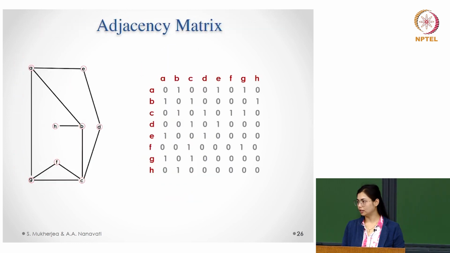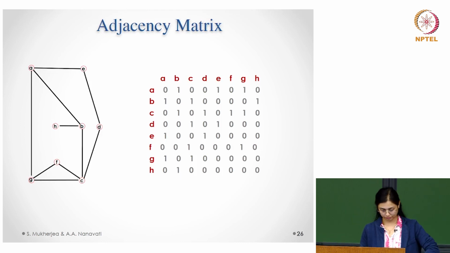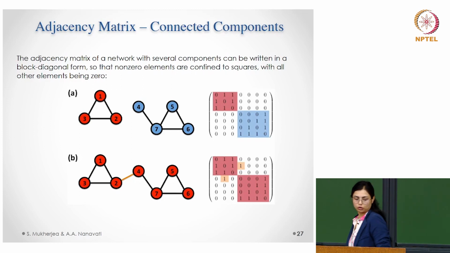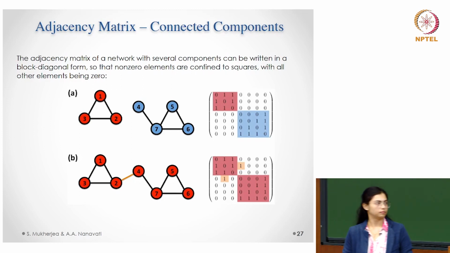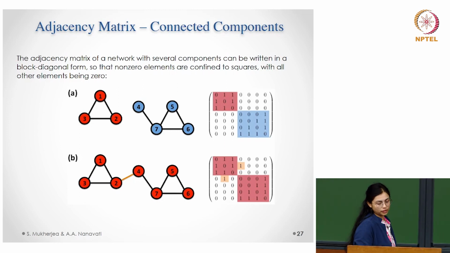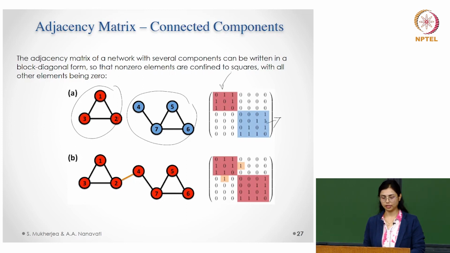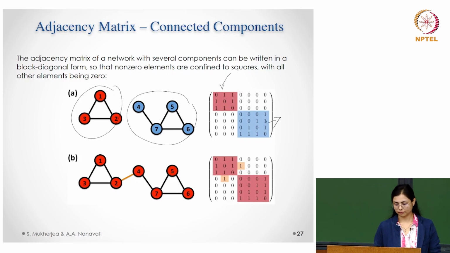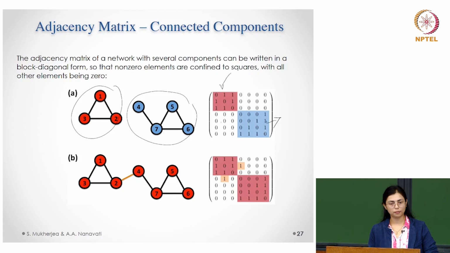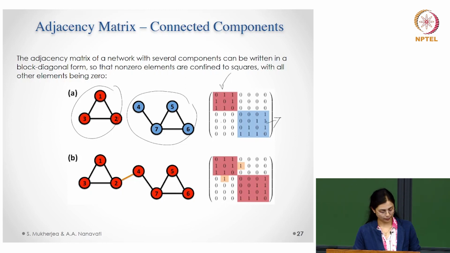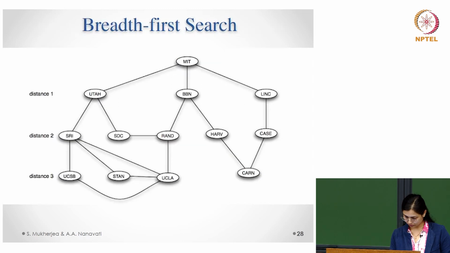This is a bigger example. And this is how a connected component looks. For this component, we will have this adjacency matrix. For the component with the red node, we have this adjacency matrix, right? For the others, all these entries are 0.